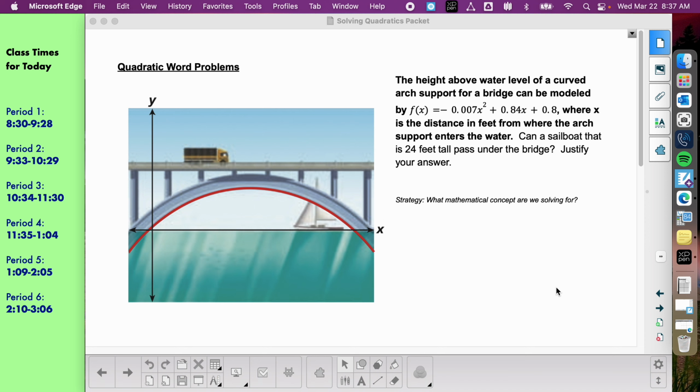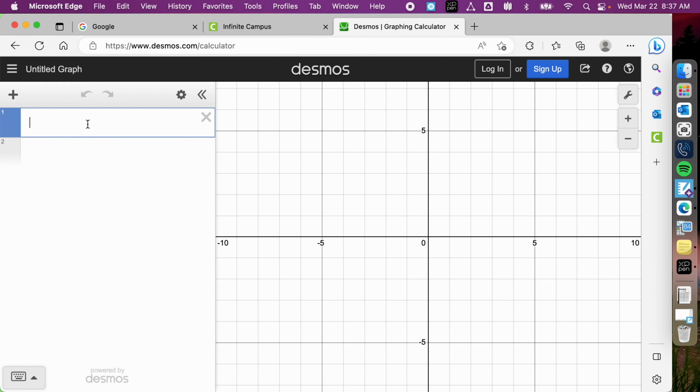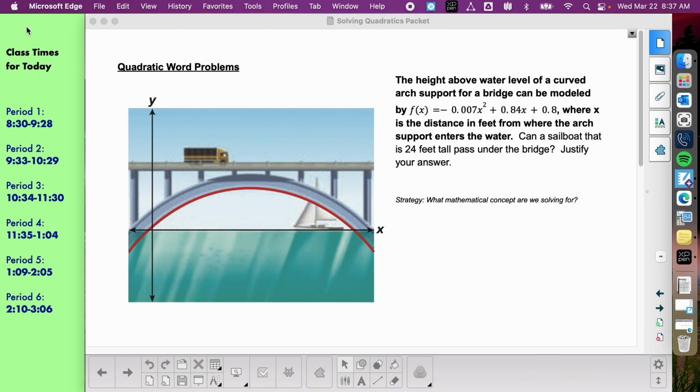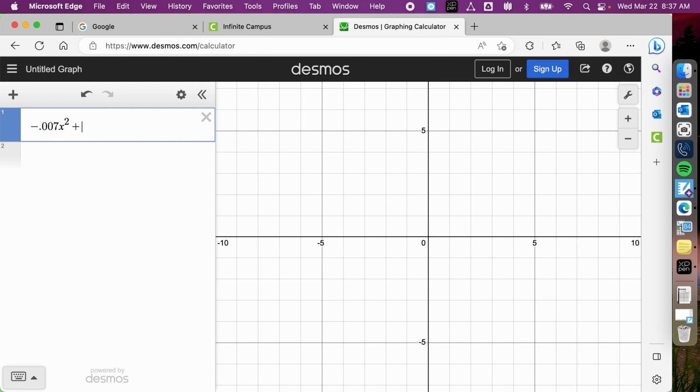This was intended for you to graph all of these equations in Desmos, okay? There wasn't necessarily meant for you to solve anything at all. So we have negative 0.007 x squared plus 0.84 plus 0.8. Wait, is that right? Oh, thank you. I was going to say, that graph doesn't seem right. There we go.